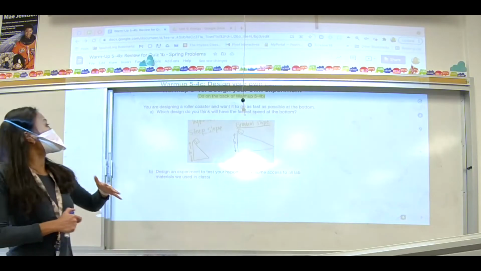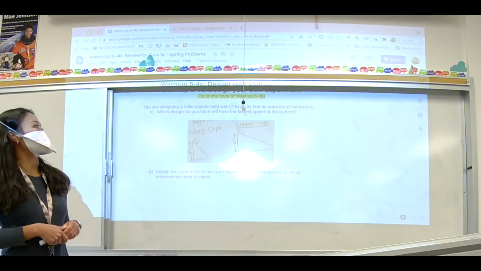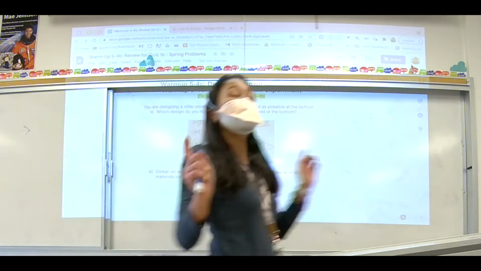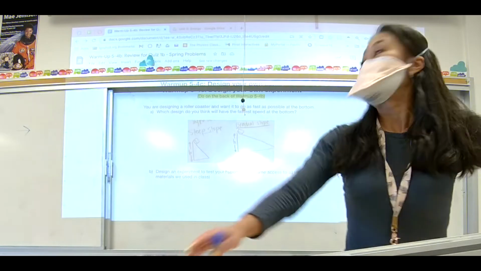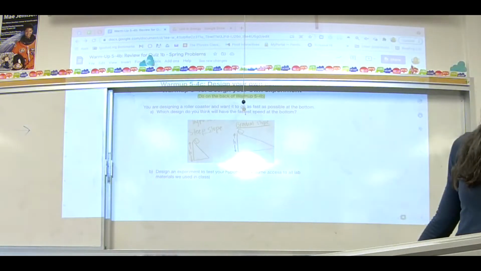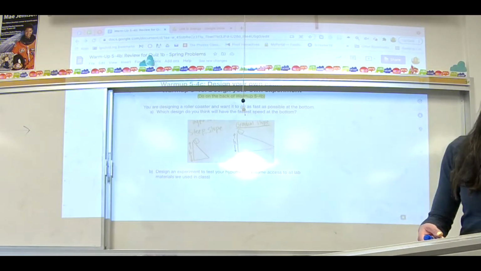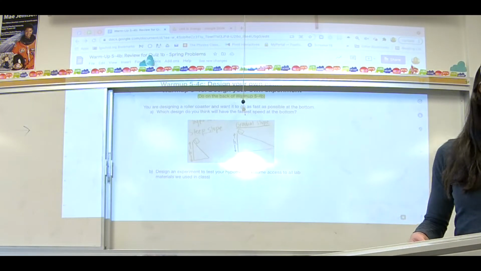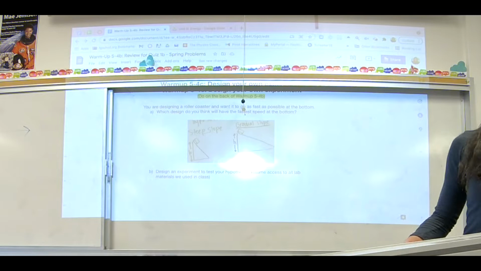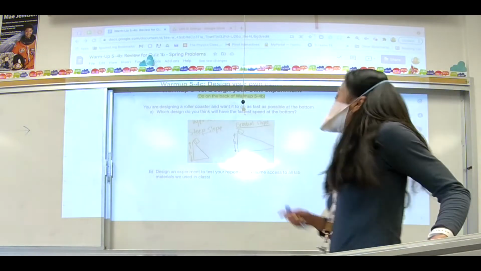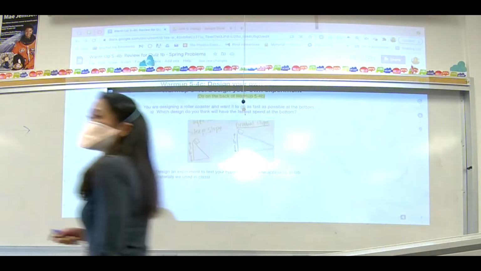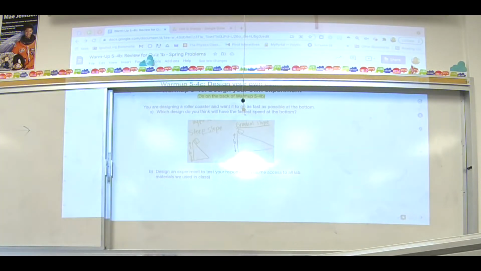The first one is just to tell me what you think. Which one will have the fastest speed at the bottom? Is it the steep slope or is it the shallow slope? Again, they are starting at the same height, not at the top of the ramp. So if this starts here and this starts here, which one is going to have the fastest speed at the bottom? What did you come up with when you collaborated with your groups?